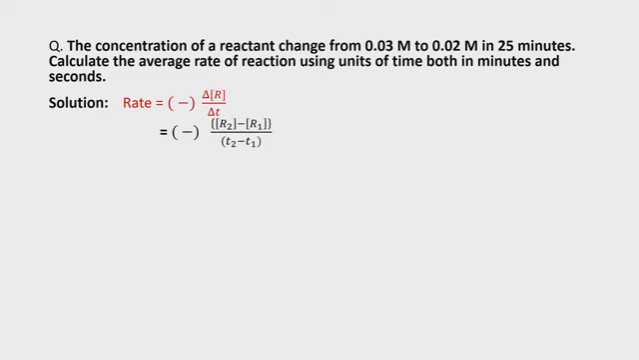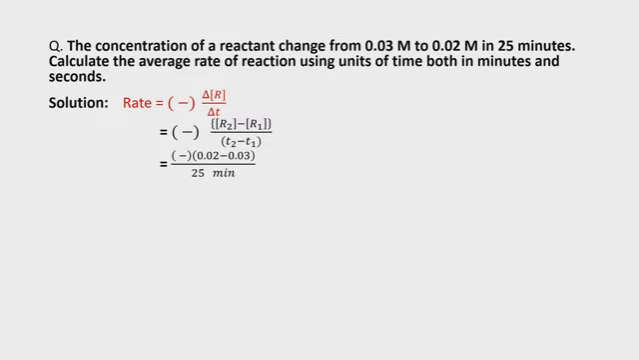equal to minus R2 minus R1 by T2 minus T1. Delta R is represented by R2 minus R1, and delta t here is T2 minus T1. Next, minus. Now here I am going to substitute the values of R2 and R1: 0.02 is R2, 0.03 is R1. Because look at the question.